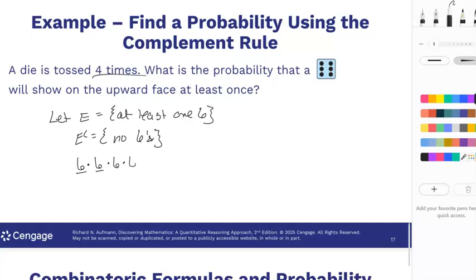And now we're going to toss 3 and then 4 times. So my total number of outcomes would be 6 times 6 times 6 times 6, which is 1,296 possibilities. So this is going to be my denominator. So we've just got to figure out how many ways I could have no 6s.